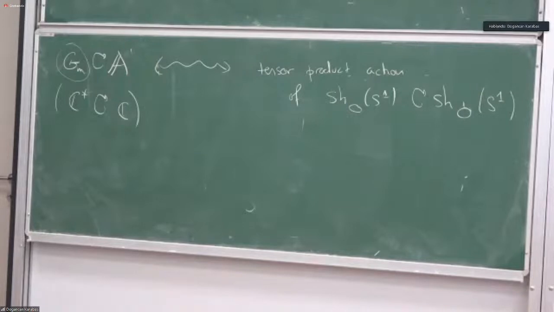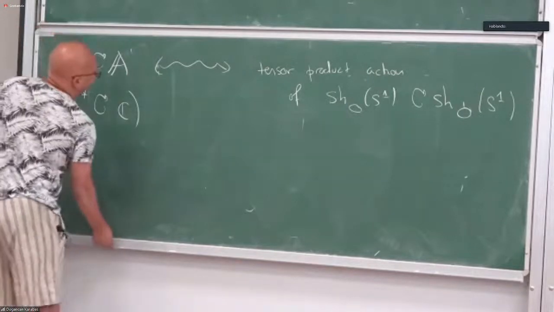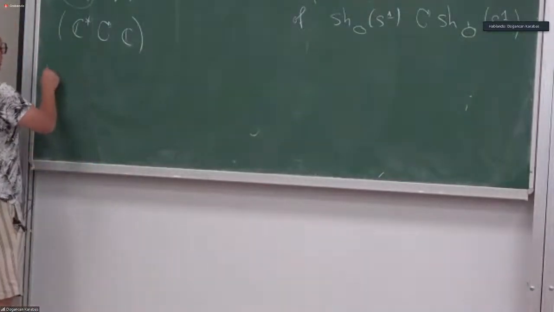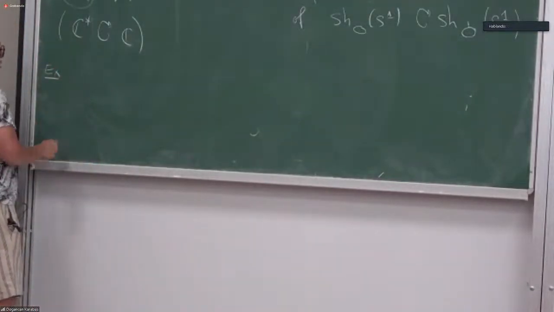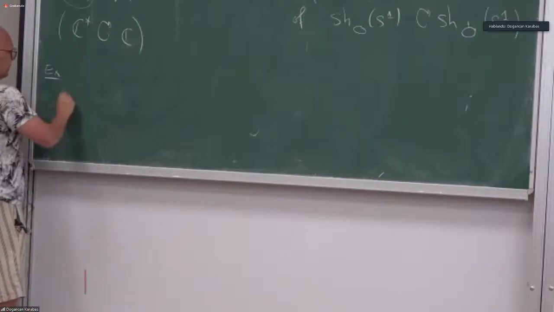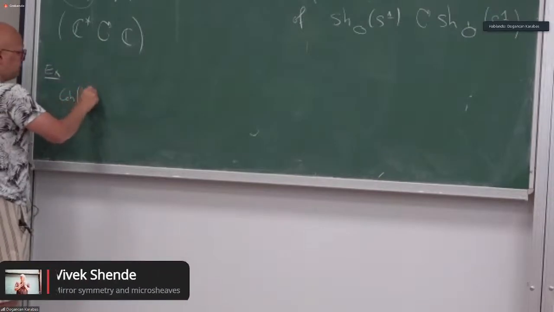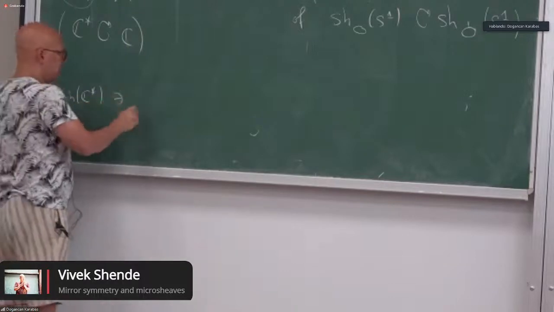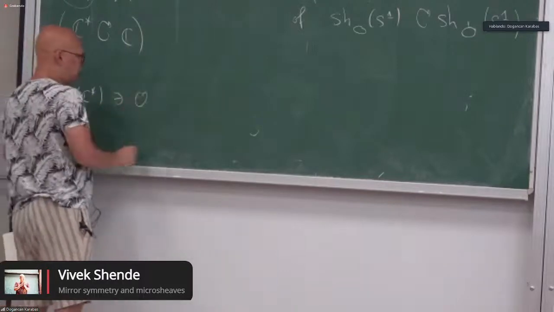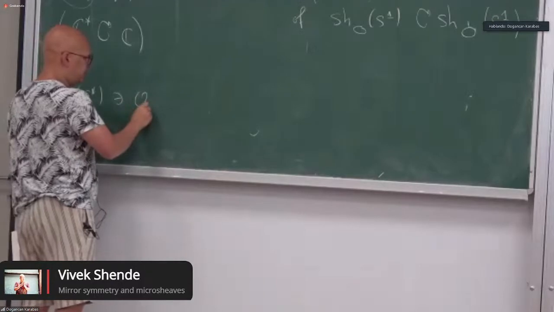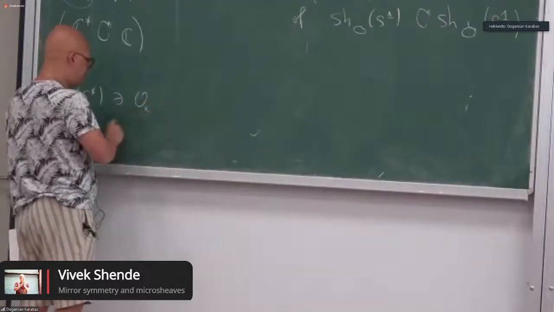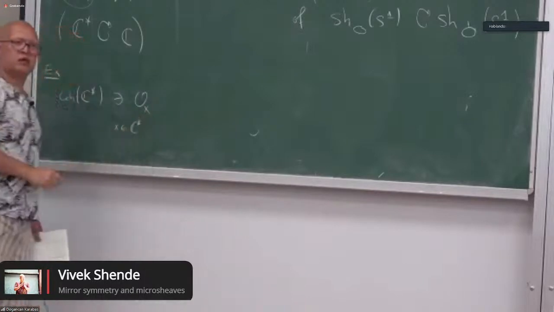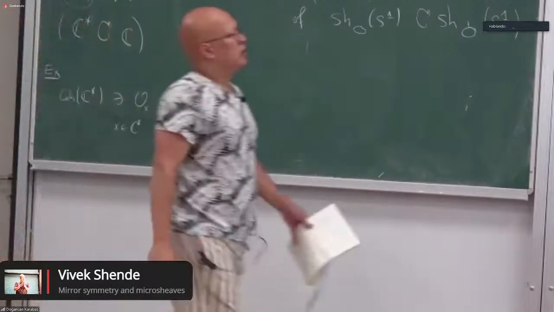Maybe it's worth doing an example. What's an element of, let's say, coherent sheaves on C star? A sample element of this is the structure sheaf of some point. Let's say X is a point in C star.